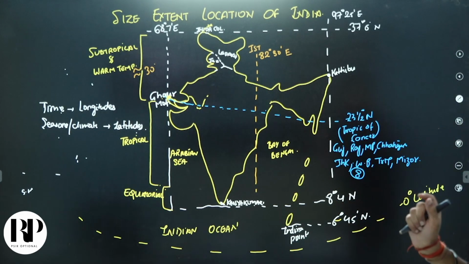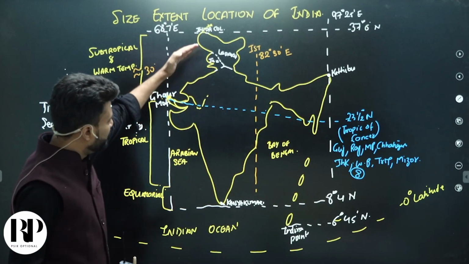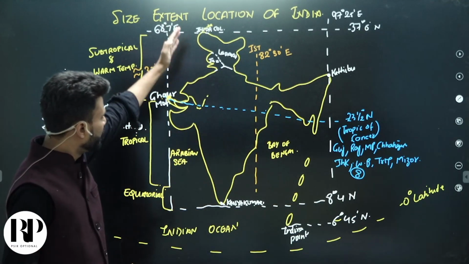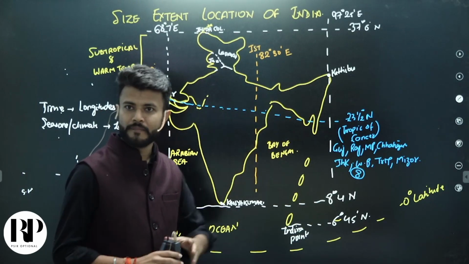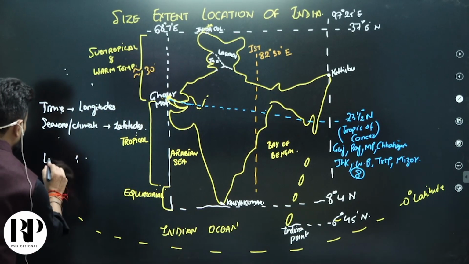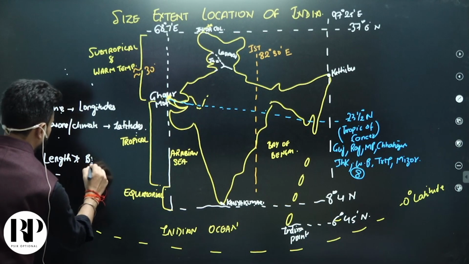Just 2-3 more facts. So when we see the expanse of India, like this is the longitudinal expanse and this is the latitudinal expanse. So the length of India is more than its breadth.